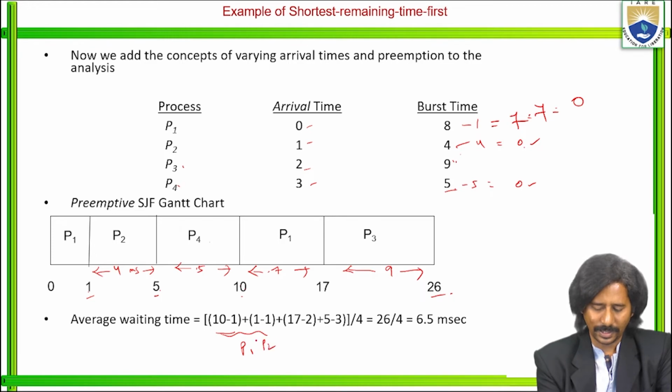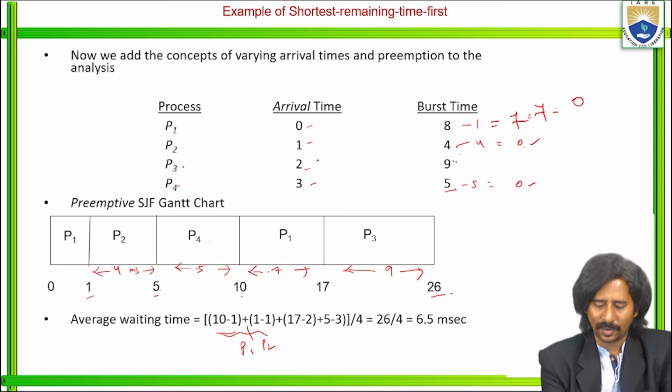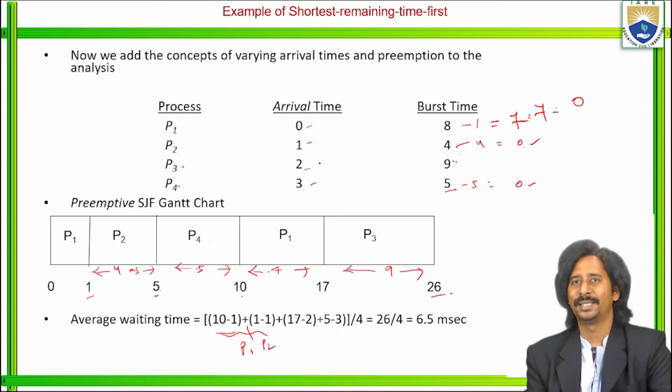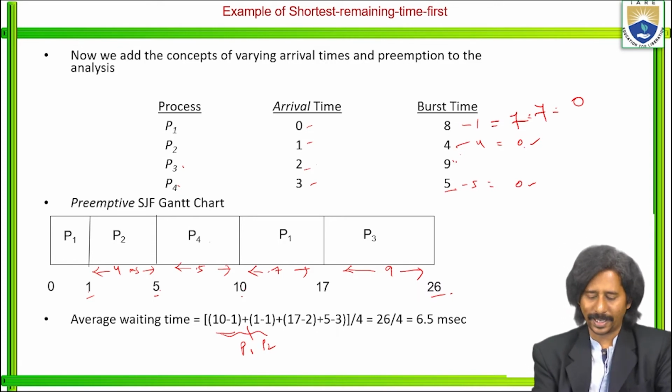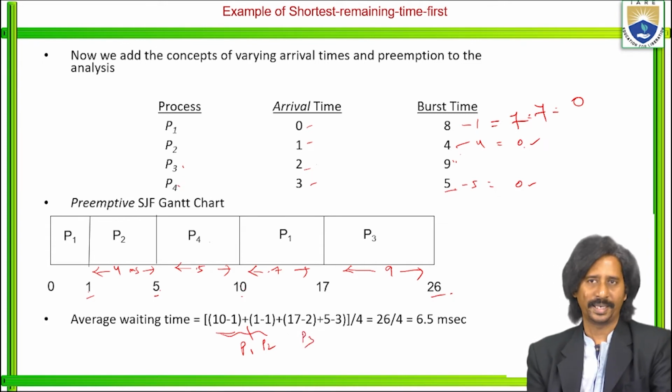Yeah, process P1 and process P2. Then process P3. So it takes 17 milliseconds to reach that particular process P3. At the same time, the arrival time of process P3 is 2 milliseconds. So 17 minus 2. So this is the process P3 waiting time.